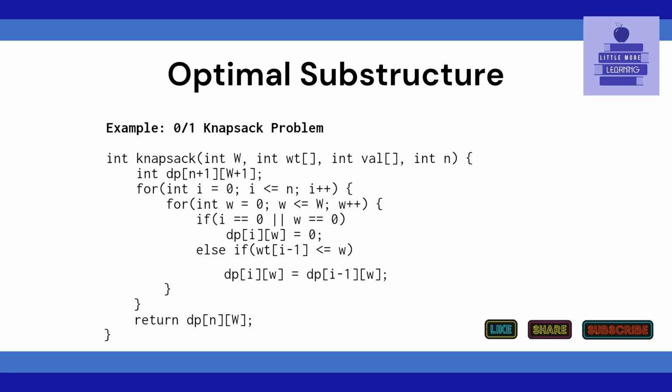In this 0-1 knapsack problem, dp[i][W] represents the maximum value that can be obtained with i items and capacity W. The decision to include or exclude an item builds the optimal solution.